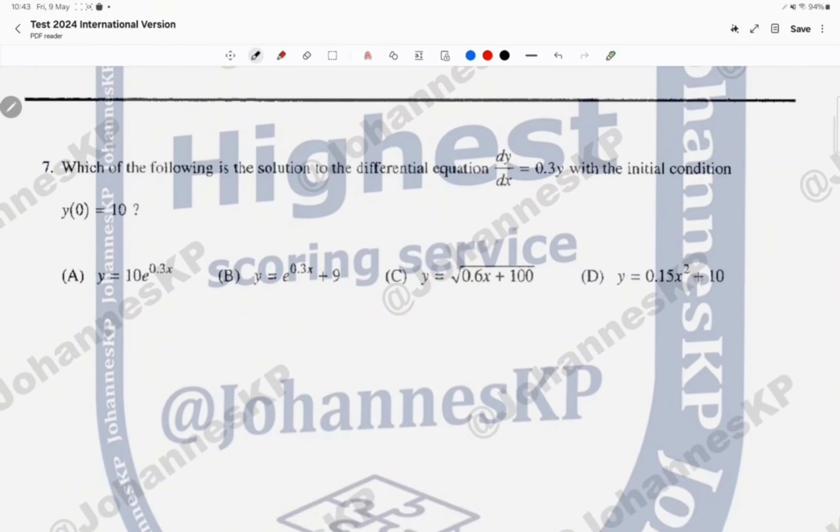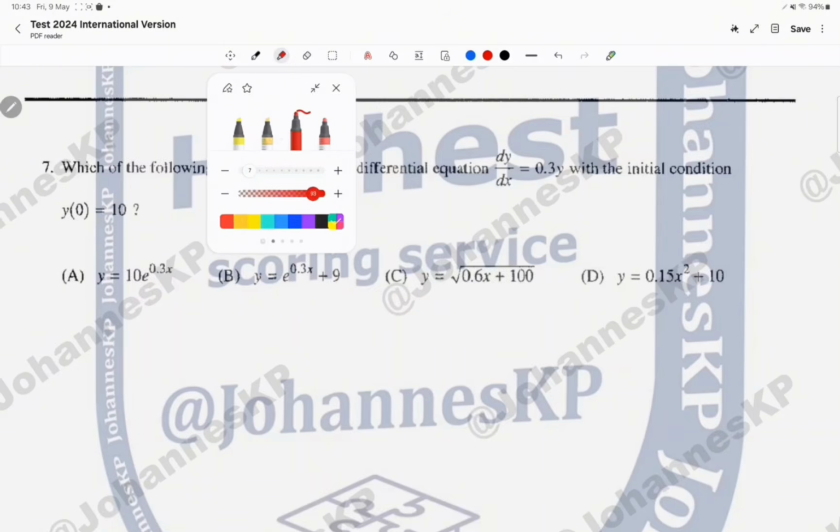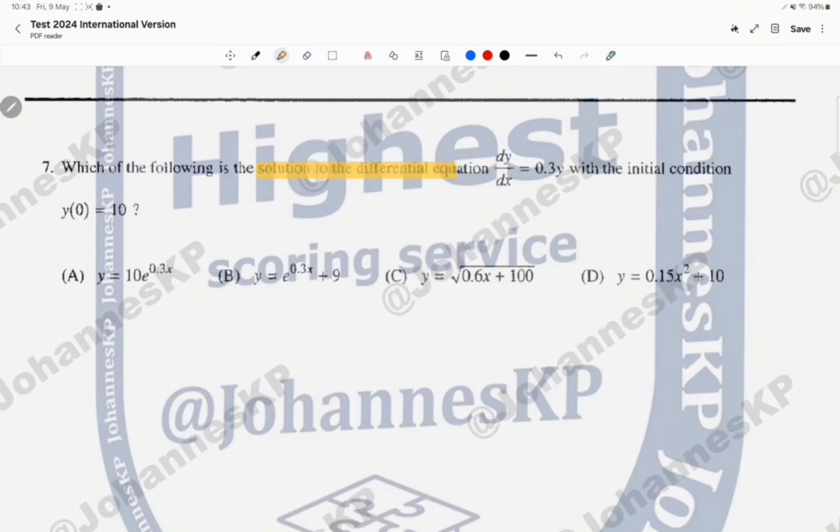Which of the following is a solution to the differential equation? Whenever they say solution to the differential equation, they're essentially meaning that you've got to do what's called separation of variables, followed by integration. That means we're going to be bringing that y down, the y goes down, and the dx will take its place. And now we can integrate both sides.